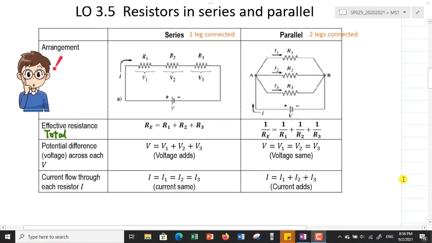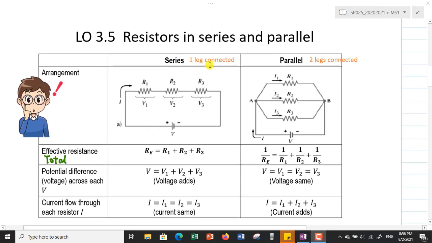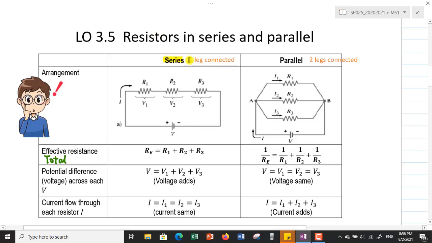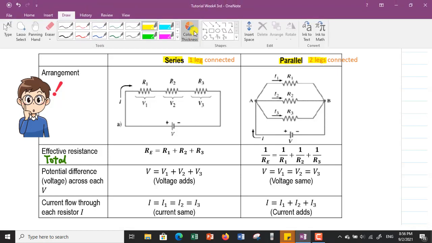So, basically resistor we might connect it in series and also parallel. Do you still remember how we distinguish between series and also parallel connections as we discussed in capacitors? We said that if series, we only have one lead connected. If parallel, we have two lead connected. I hope you still remember this one.